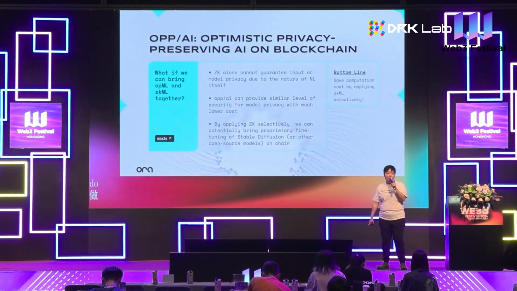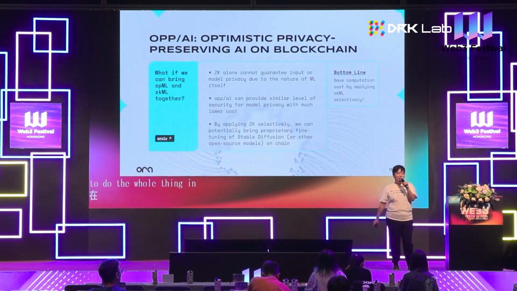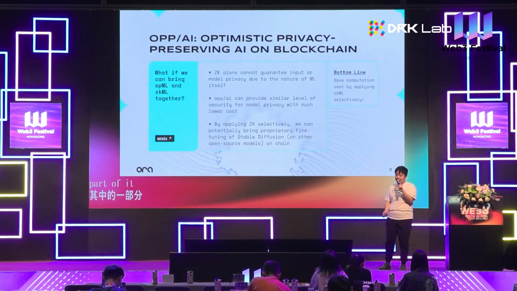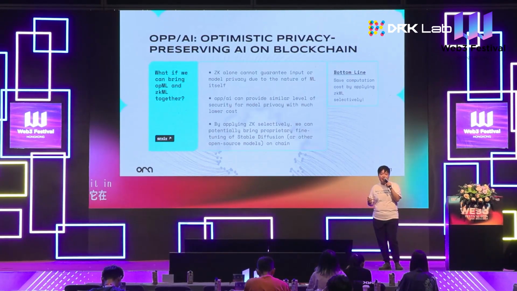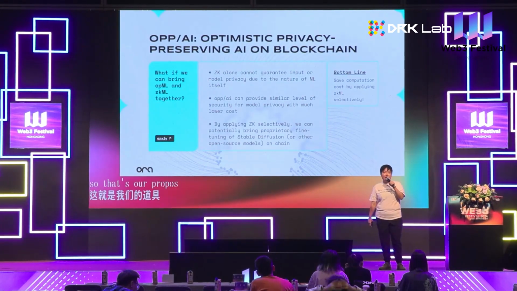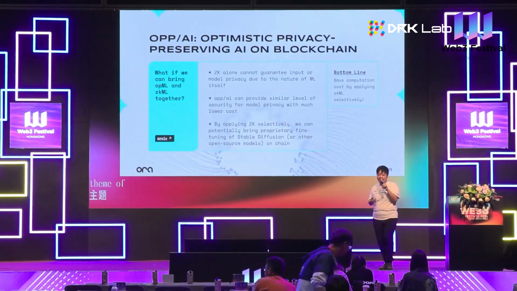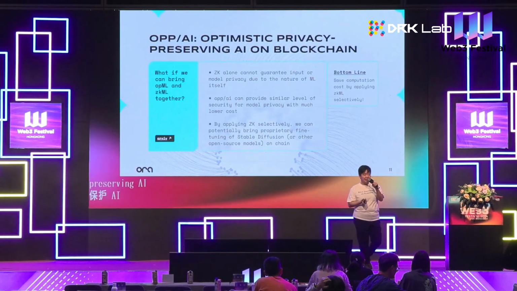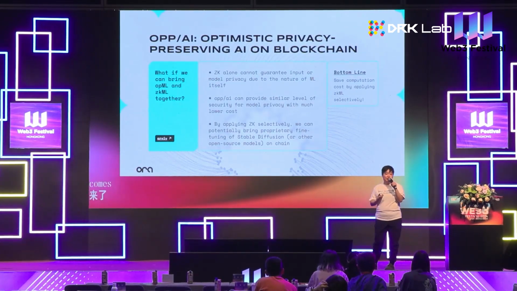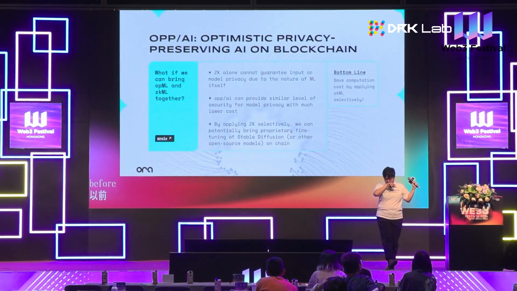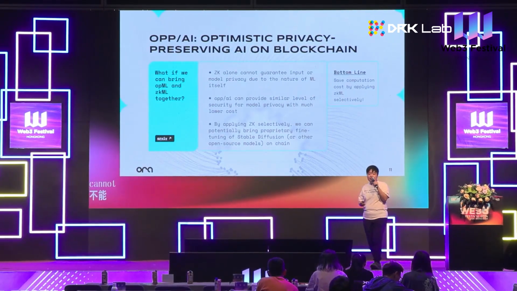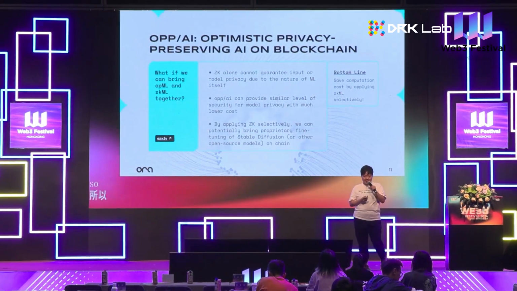So that's our proposal and the main theme of the presentation today, which is optimistic privacy-preserving AI on blockchain. It comes from the observation from before that, well, first of all, we already established that ZK alone cannot guarantee input privacy, nor model privacy, due to the nature of machine learning itself. So actually, what we can do is we only do ZK on the most important part of the model that we want to protect.